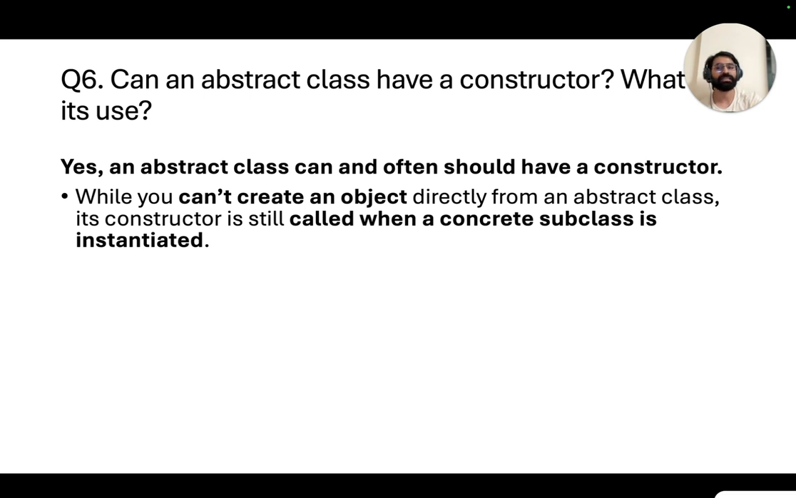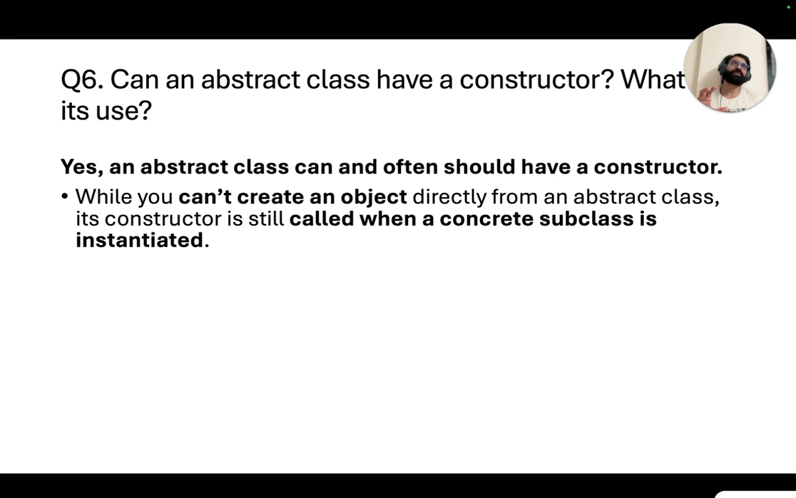Why does an abstract class have a constructor while you can't create an object of it? We know that for an abstract class we cannot create an object, but still it has a constructor. Why? There should be some reason, right? The constructor is still called when a concrete class is instantiated.